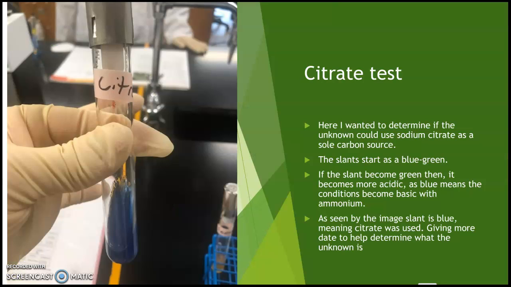On this slide, I have the citrate test. Here, I wanted to determine if the unknown could use sodium citrate as a sole carbon source. The slant starts off as a blue-green. If the slant becomes more green, then it becomes more acidic, as blue means the conditions become more basic with ammonium. Here we can see in the image that the slant stayed blue, meaning citrate was used, therefore giving more data to help determine what the unknown is.